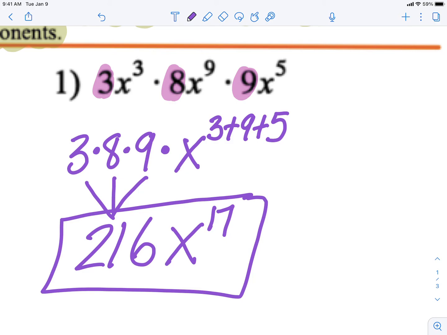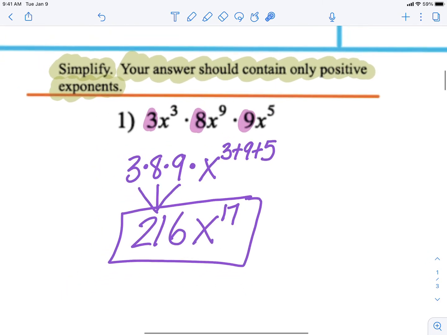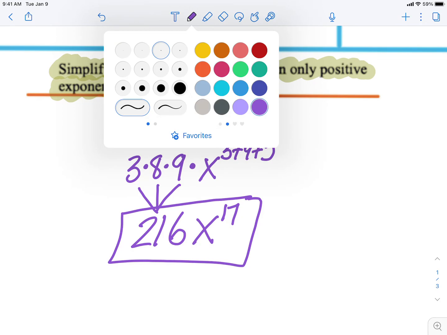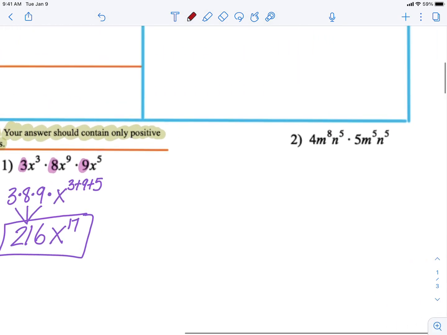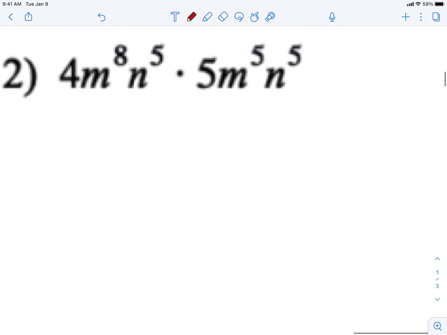Look at that. So since I'm multiplying, a product, and I have the same base, that means I can write the base one time and add my 3 exponents: 3 plus 9 plus 5. Perfect. Let's do a second example, which is right here.